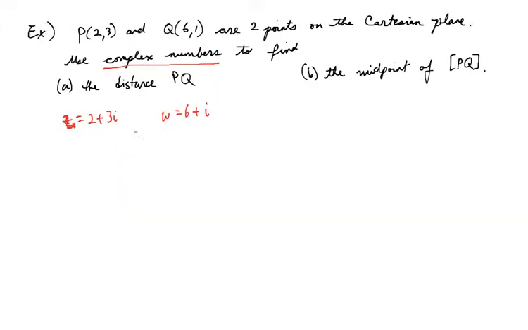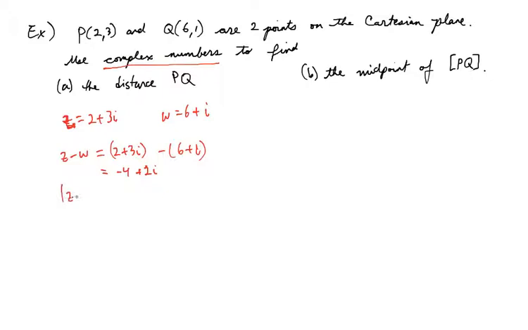So over here, since I'm finding the distance, it doesn't really matter which vector I choose. I could do z minus w or w minus z. Let's just, for consistency's sake, do z minus w. Okay, that would be 2 plus 3i minus 6 plus i. Okay, and that would become 2 minus 6, which is minus 4, and 3 minus 1, which is plus 2i. Okay, so we have minus 4 plus 2i, the vector z minus w.